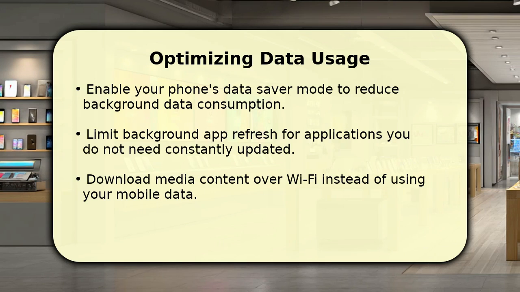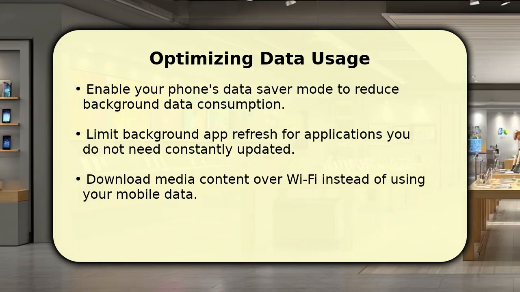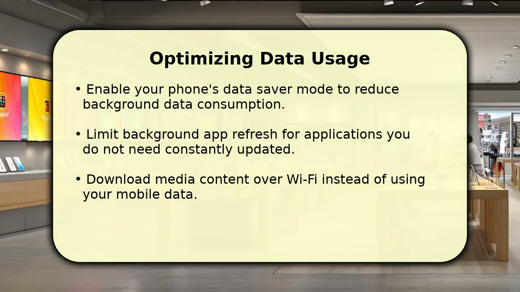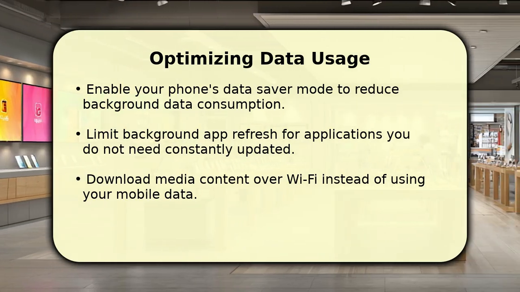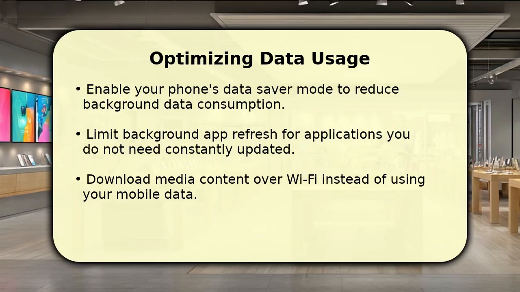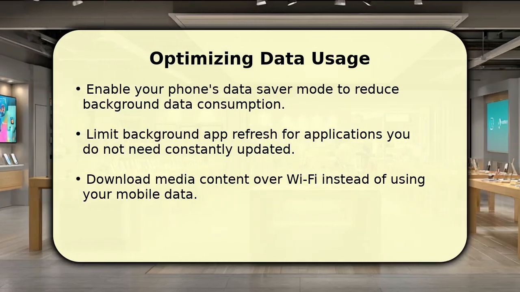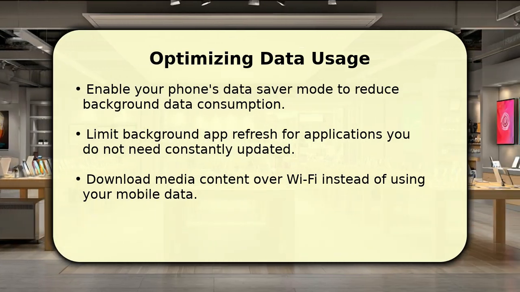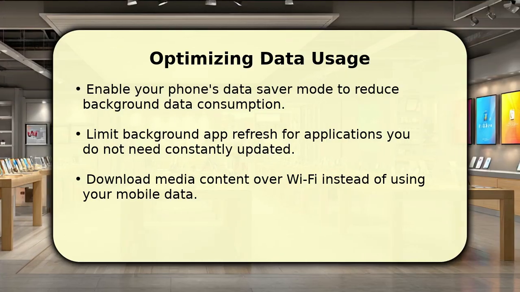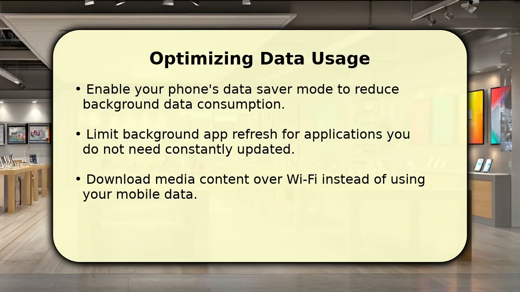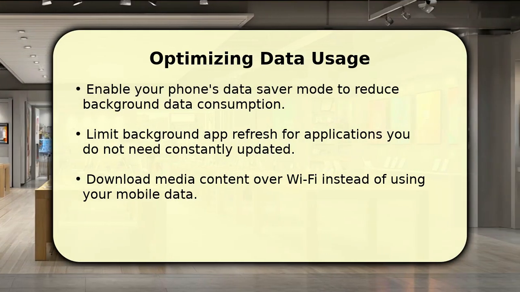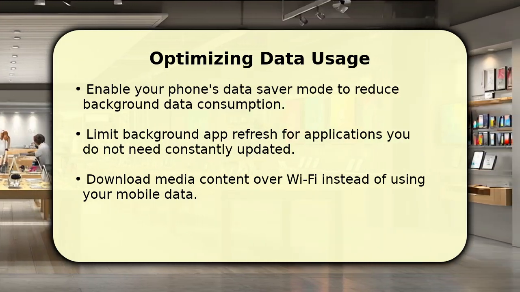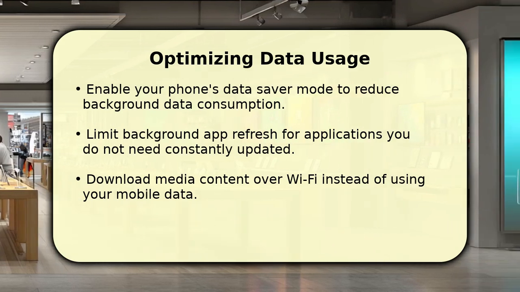Optimizing your mobile data usage can significantly extend its longevity throughout the month. Activate your phone's data saver or smart data mode, often found in network settings, which restricts apps from using data in the background. Furthermore, manually adjust which applications can refresh in the background. For example, setting social media apps to only update when opened can save you 20% of your daily data. Always download large files or stream high-quality videos when connected to a reliable Wi-Fi network.